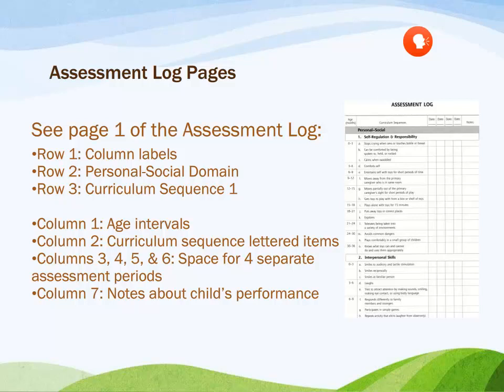The first column lists the age range for each skill, while the second column lists the skills. Each of these has a letter. For the first curriculum sequence, there are skills lettered from A to O. There are also columns for scoring 4 separate assessments for a child, with room to include the date at the top, and lastly, there is a column for your notes on how each item was performed. Each page of the assessment log is arranged in this manner. Later, we will discuss how to score items in the assessment log.